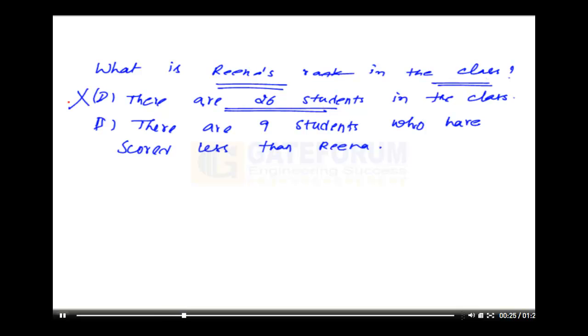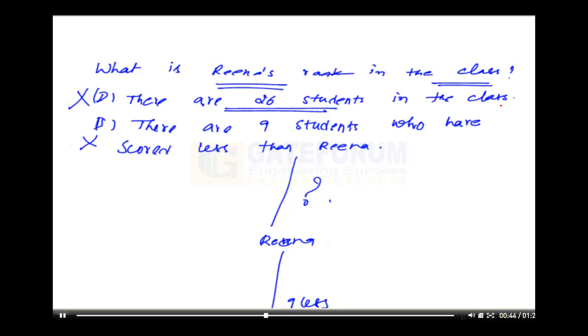Now let us look into statement 2. There are 9 students who have scored less than Reena. So Reena is somewhere here and there are 9 students after her, but we don't know how many students are before her. So we cannot say the rank of Reena. So definitely statement 2 alone is not sufficient.